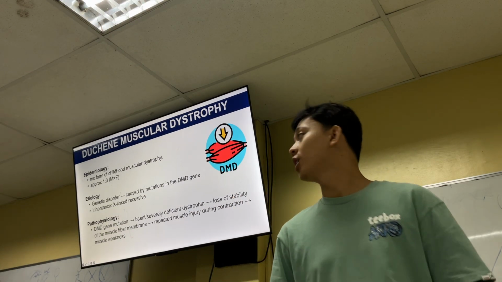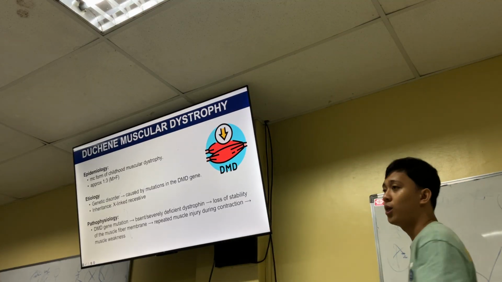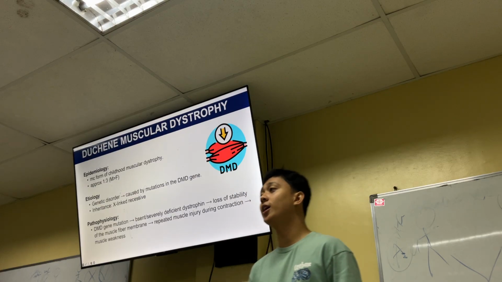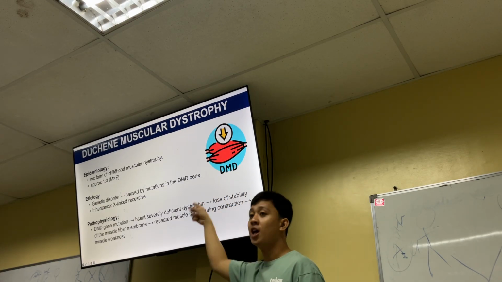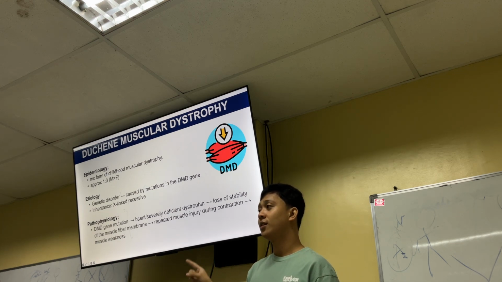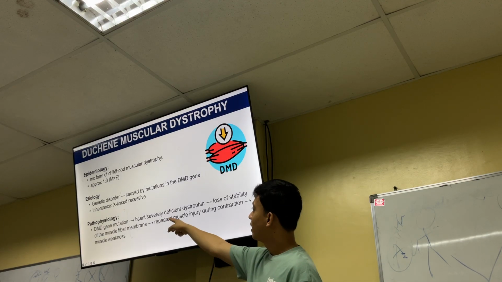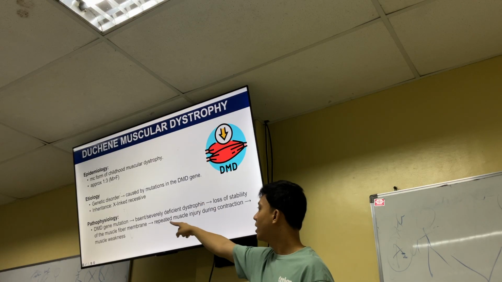Again, most common childhood muscular dystrophy, approximately 1:3. Male is affected than female. Genetic disorder, the etiology, caused by mutations in your Duchenne muscular dystrophy gene, which is, ano gani nga gene? Chromosome X, short arm 21. Inheritance, X-linked recessive. Just explain the X-linked recessive pattern.